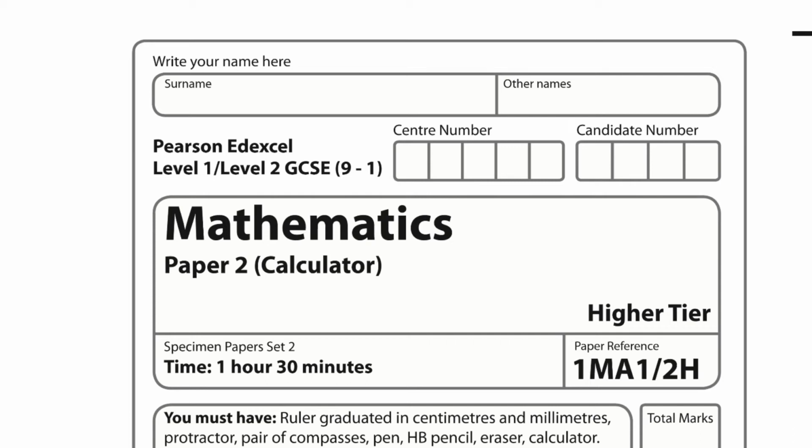This is the Edexcel GCSE 9-1 Maths Paper 2, which is a calculator paper. It's from the Higher Tier Specimen Set 2.